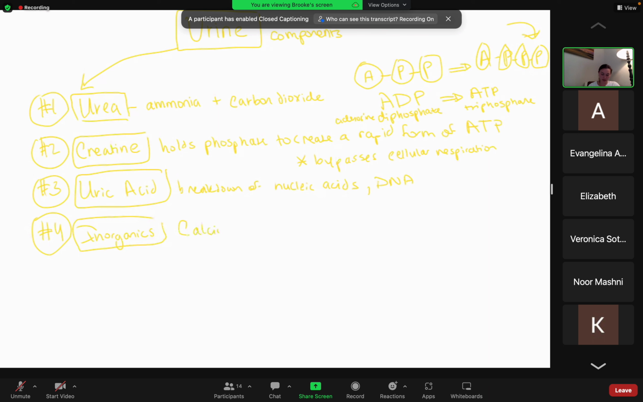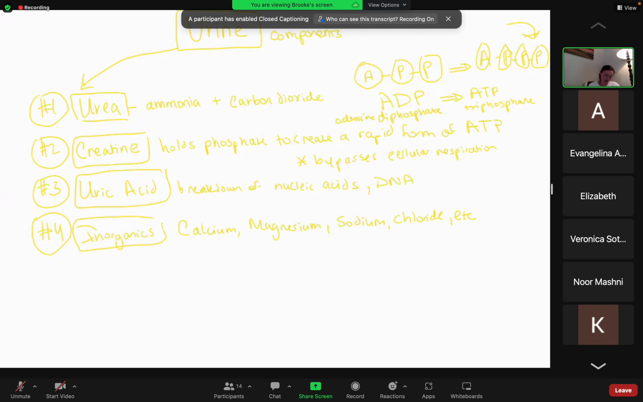This is things like calcium, magnesium, sodium, and chloride. And then we'll put etc. All inorganics that we don't need, if we have too much, are going to end up in the urine.